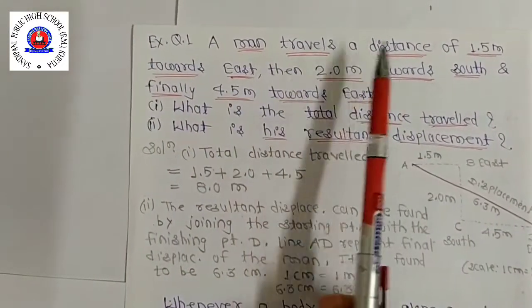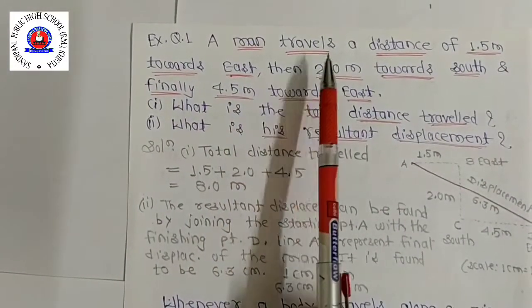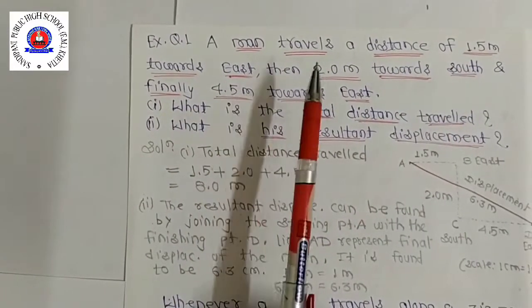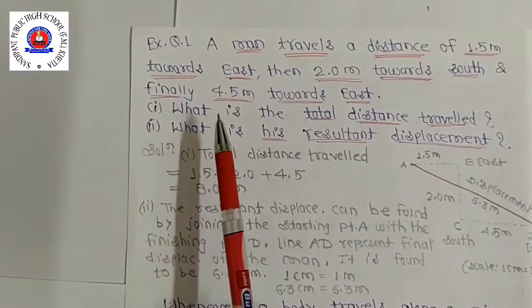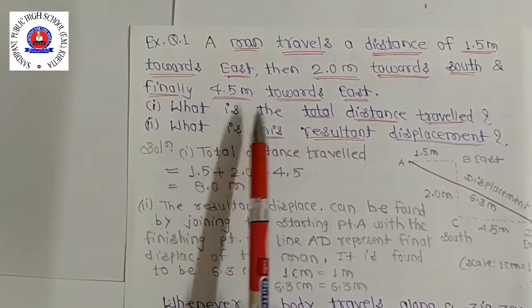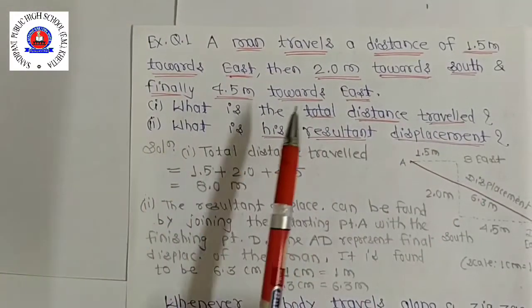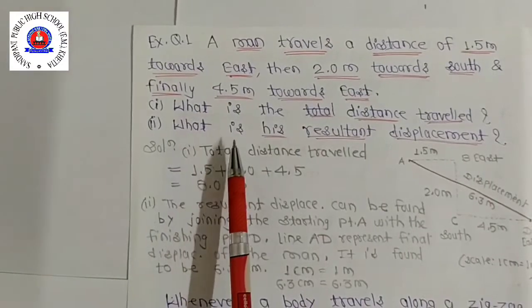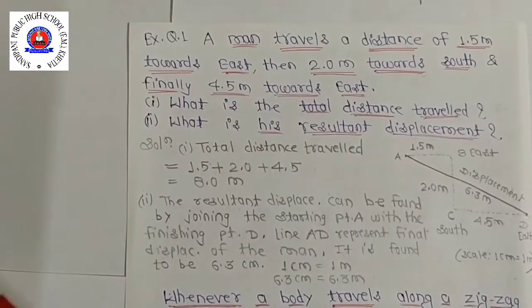A man travels a distance of 1.5 meter towards east, then 2.0 meter towards south, and finally 4.5 meter towards east. Clear this one? So this is the question. Now what we have to find out: what is the total distance covered. Means first you have to find what is the total distance traveled, how much distance he traveled. Second, what is his resultant displacement, and how much is his displacement.